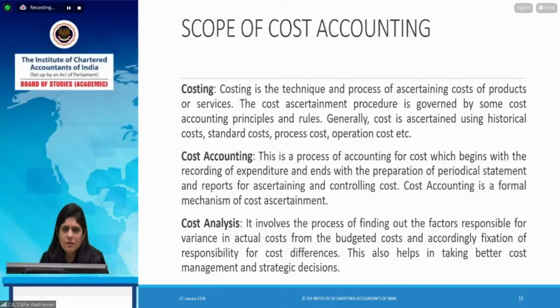Cost accounting is the recording of cost, and consequently the preparation of periodical statements and reports, for cost control and management decision making. Cost analysis covers the factors responsible for variance in actual cost from the budgeted cost. So cost analysis, again, is a continuous process where we compare the actual cost with the budgets, or the standard set, or the predetermined or estimated cost. It takes you to the function of cost control. This also helps in better cost management and strategic decisions.